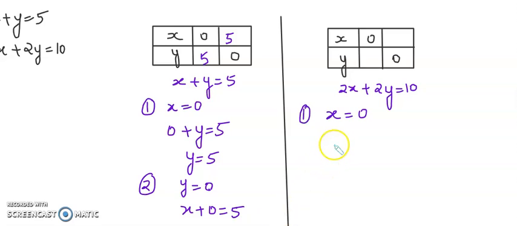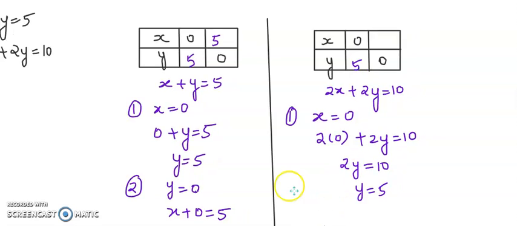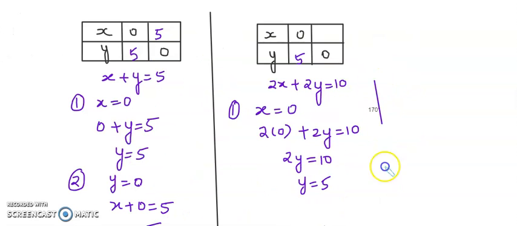Sorry again. So we get 2 times 0 will be 0, but still 2 times 0 plus 2y is equal to 10. So am I getting 0 plus 2y? So 2y is equal to 10. So y is equal to 5. Right? The next equation, I'm going to put y is equal to 0. Correct? So what happens here?